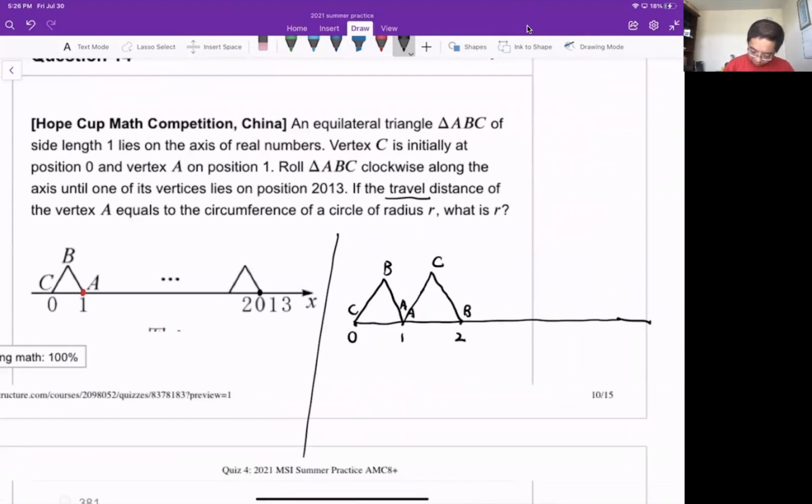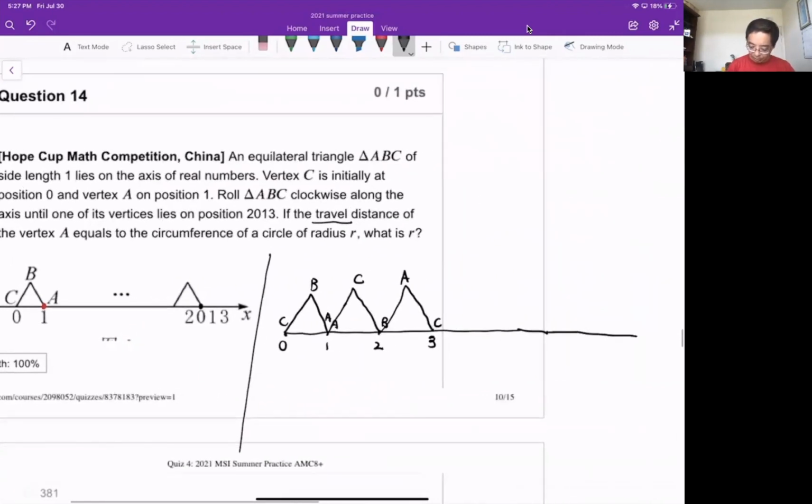And then we roll it again. This one stays there, and this goes to be C, and this is A, and this is 3. Then we roll it again. So this is C. We roll it clockwise, so A will be here, and this is B, and this is 4. Now the point is, after 3, it goes back to 0. So we get a pattern here. This is a cycle, so we have cycle 3 here.